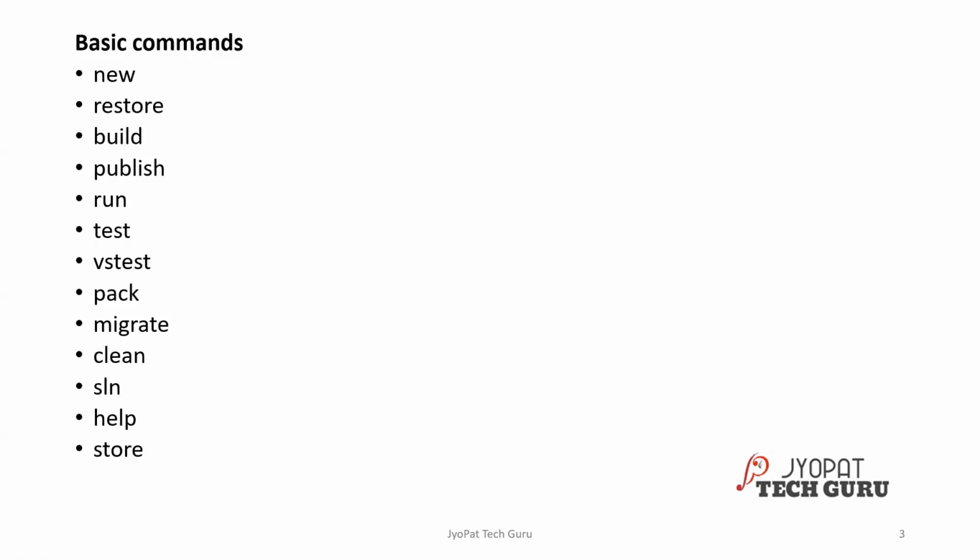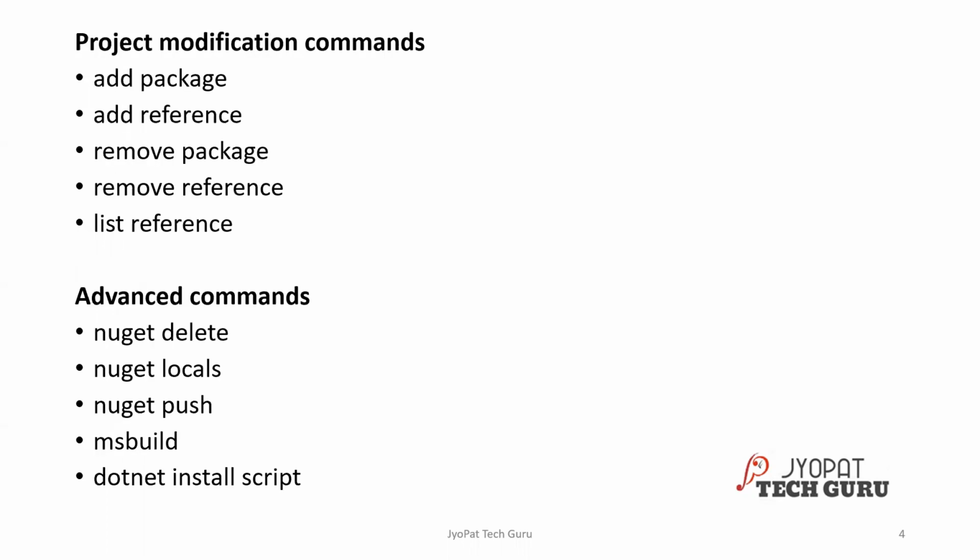Some of the basic commands we have are new, restore, build, publish, run, test, VS test, pack, migrate, clean, SLN, help, store. These are all basic commands through which we can create a new application, restore the application, build the application, publish, run, test, see the solution, help, store. We can migrate. So we can do many of the basic requirements for applications.